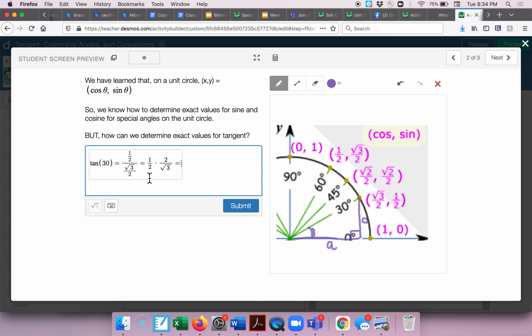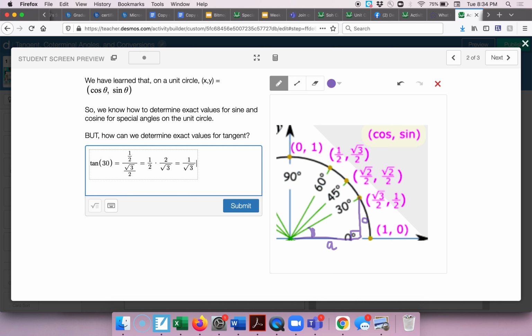All right, what's going to happen here is these 2's are going to cancel out because you're multiplying by 2 on the top, but then you're dividing by 2 on the bottom. And then we're left with 1 over the square root of 3 as our answer.